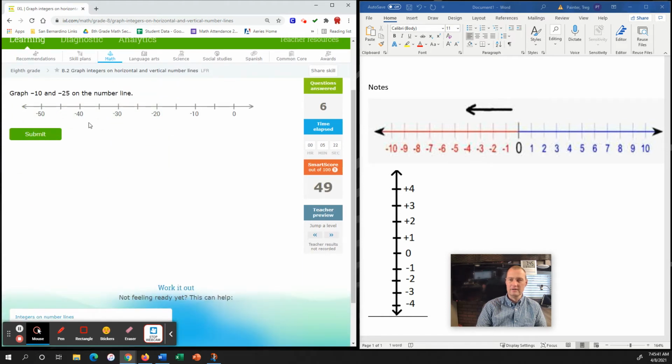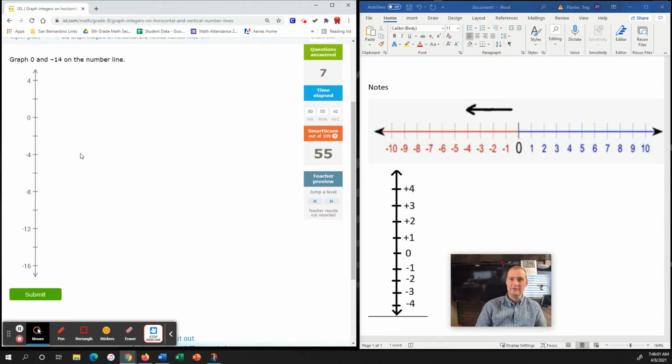All right, here we go. We got -10. -10 is given to us. And -25, I do not see. But -25 has to be smaller than -20, but -25 is also larger than -30. So it has to land between the -30 and the -20.